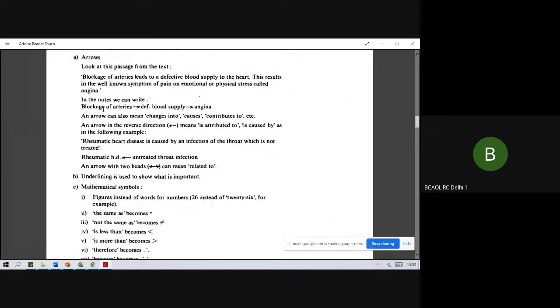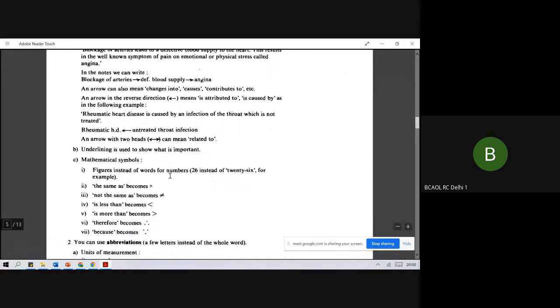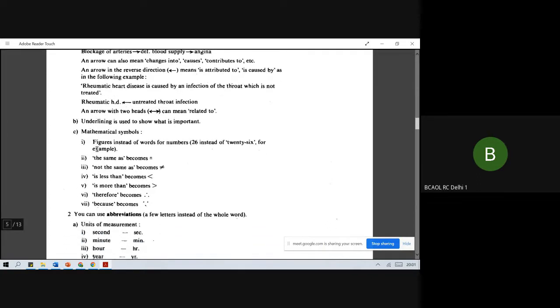Extract an example. And another thing is underlining. Underlining is used to show what is important. So when you read the extract or the passage, you may underline the important sentences or important words mentioned there, to make sure that you can mention them in your note.